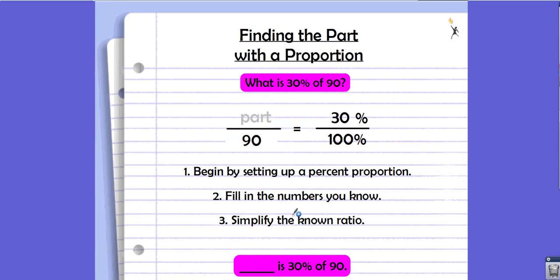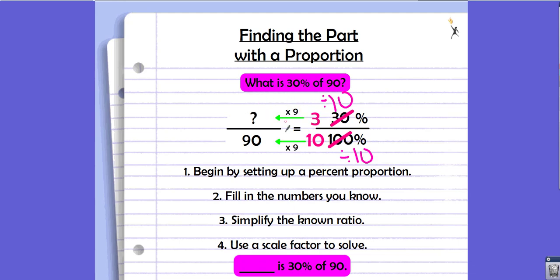And again, we're going to continue the steps we've already known. We're going to simplify this ratio. So both 30 and 100 can be divided by 10, which is how I got 3 out of 10. And now we're going to use a scale factor to solve. So now I'm looking for the part over here, which now means I need to go from 10 to 90, so that I can go from 3 to my missing piece.